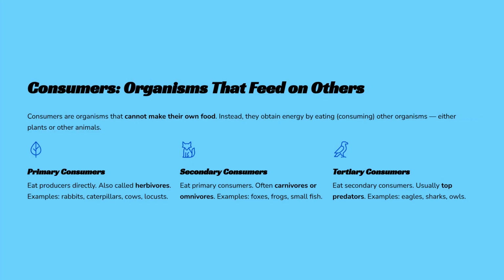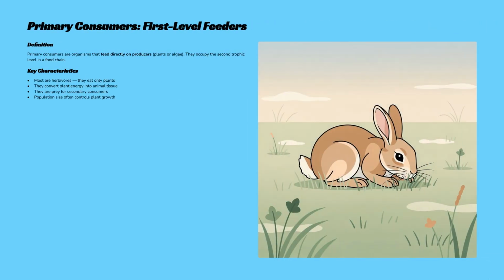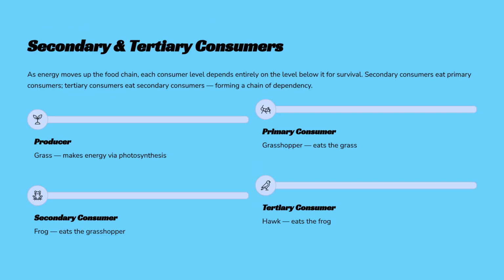Consumers are organisms that cannot make their own food. They must eat other plants or animals to obtain the energy they need to survive. Primary consumers are the first-level feeders. They are typically herbivores that eat producers directly, occupying the second trophic level in the chain. Higher-level consumers depend entirely on the levels below them. Secondary consumers eat primary consumers, while tertiary consumers prey on those at the secondary level.